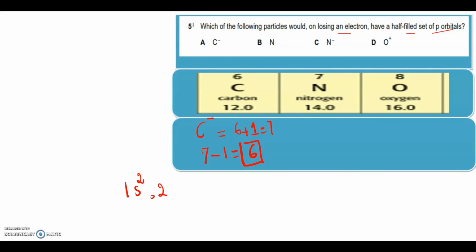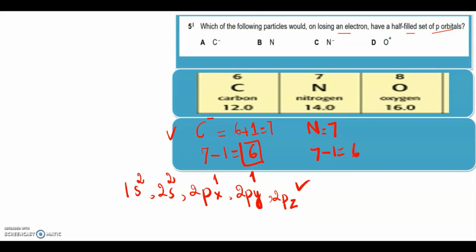1s2, 2s2, 2px 1, 2py 1, 2pz 0. Okay, this is for carbon. Now come to nitrogen. Nitrogen contains 7 electrons, but on losing 1 electron it becomes 6, so it has the same configuration as carbon. Now N minus.